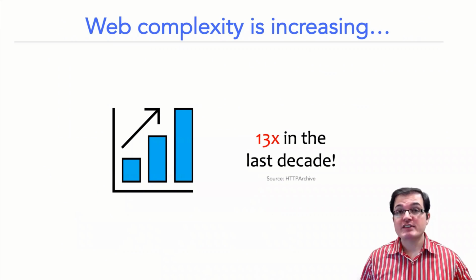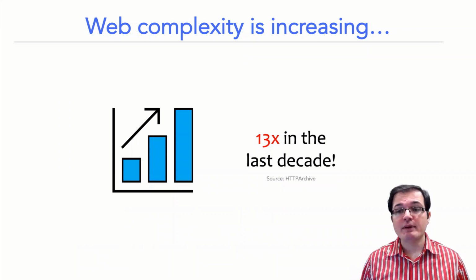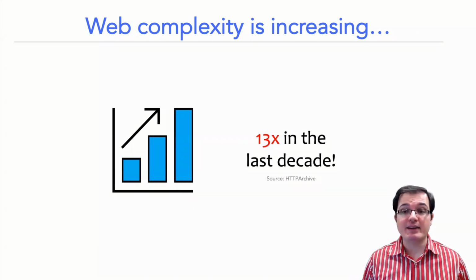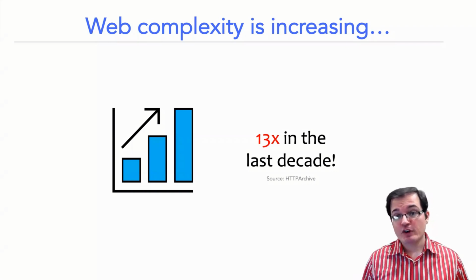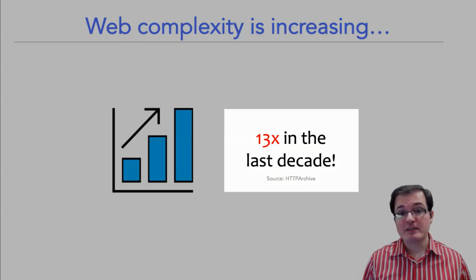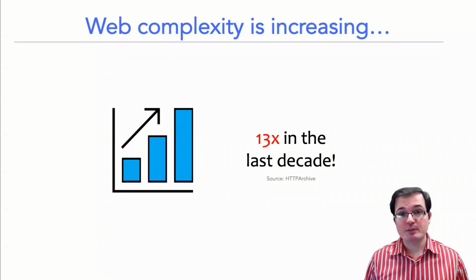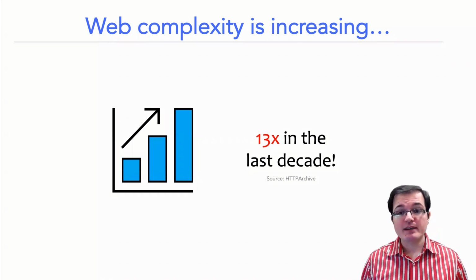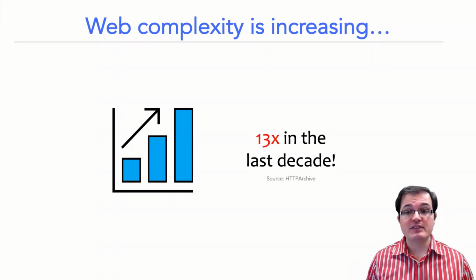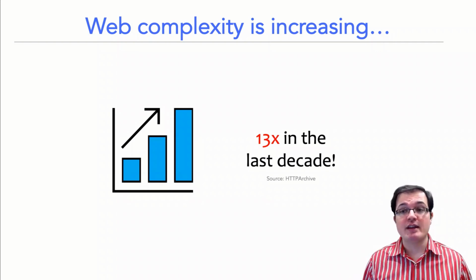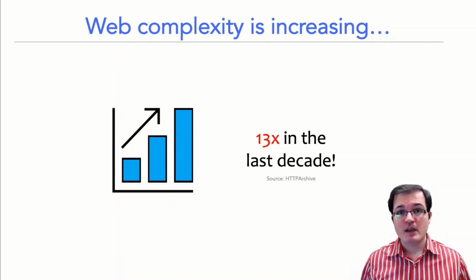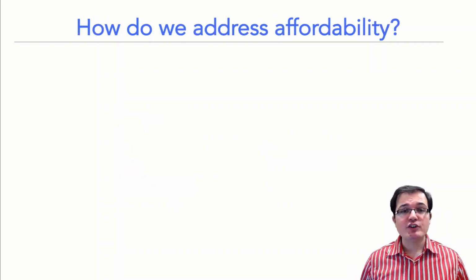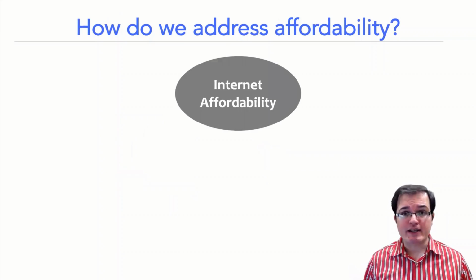Concurrently, we are observing a steady increase in web complexity. For example, the median mobile web page size has increased from 145 kilobytes to nearly 2 megabytes in the last decade, which corresponds to a 13x increase. This in turn has increased the cost per access to a website, thereby making web services less affordable, especially for users in developing regions. So, how do we address the affordability challenge?